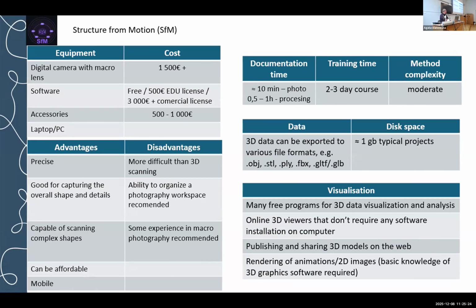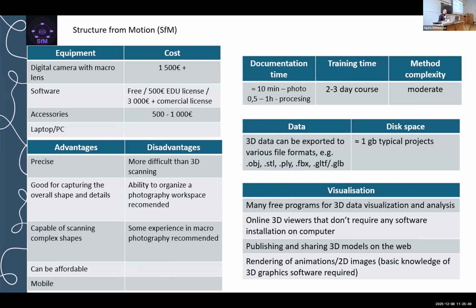What are the costs of this method? So first of all, you need to have a good digital camera, a decent digital camera. I wrote 1,500 euros for a good camera with a macro lens, but of course, in photography, the sky is the limit. As much as you want to spend for a good quality camera, you can spend as much as you have.